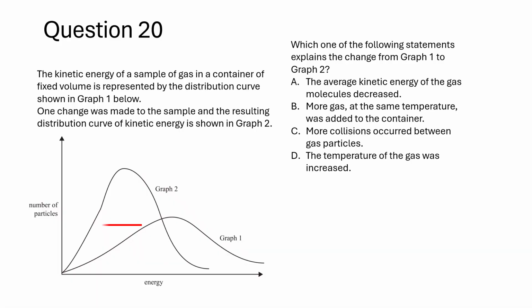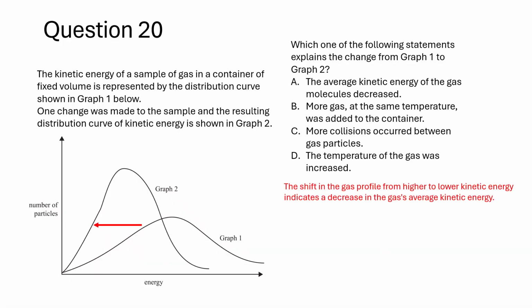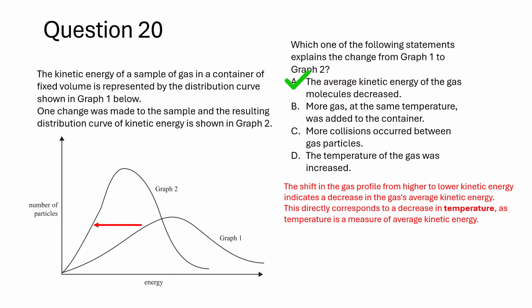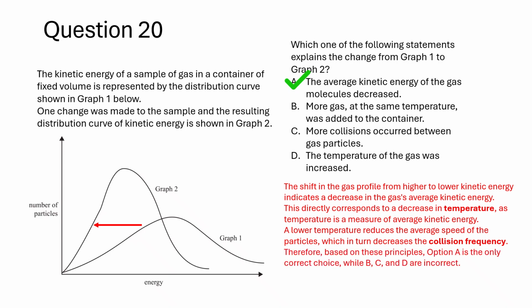The shift in the gas profile from higher to lower kinetic energy indicates a decrease in the gas's average kinetic energy. This directly corresponds to a decrease in temperature, as temperature is a measure of average kinetic energy. A lower temperature reduces the average speed of the particles, which in turn decreases the collision frequency. Therefore, based on these principles, option A is the only correct choice, while B, C, and D are incorrect.